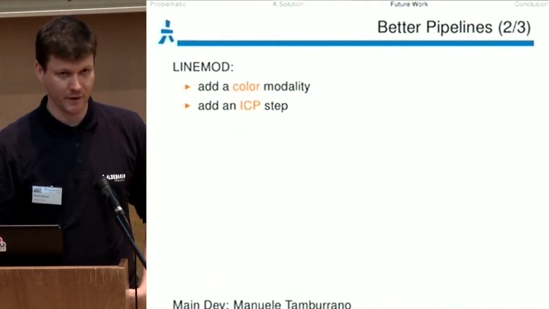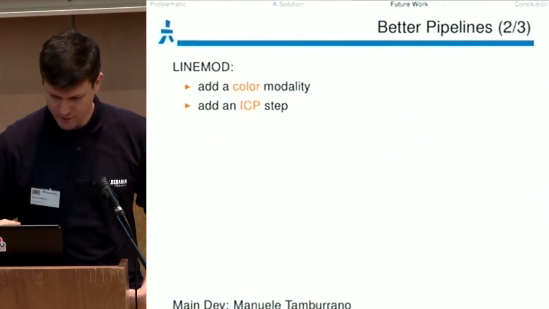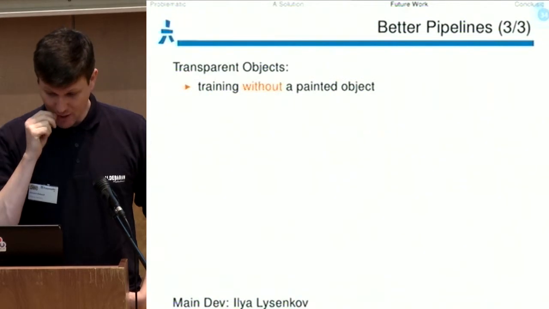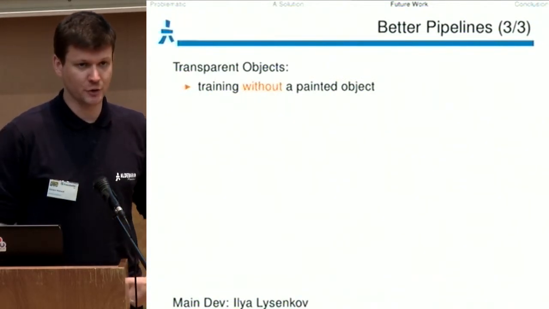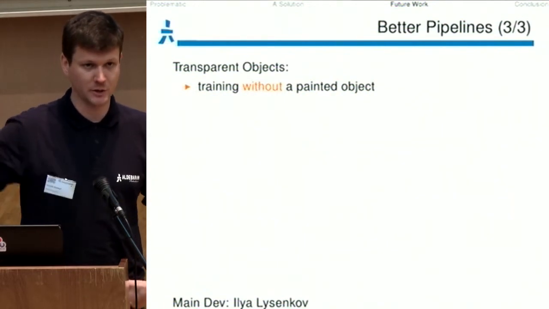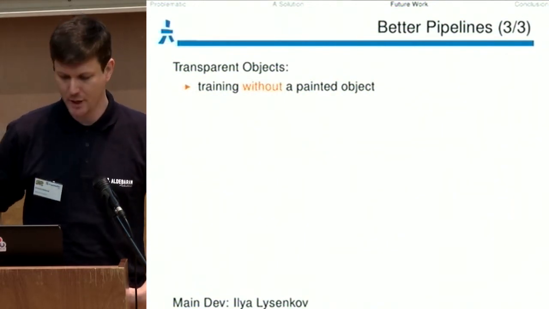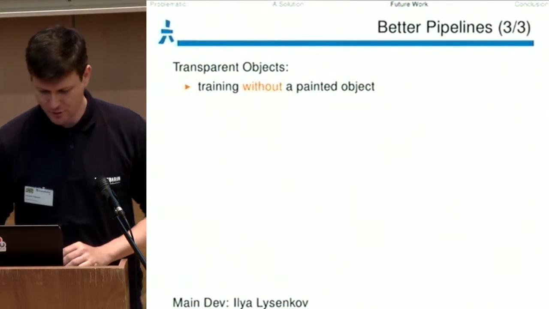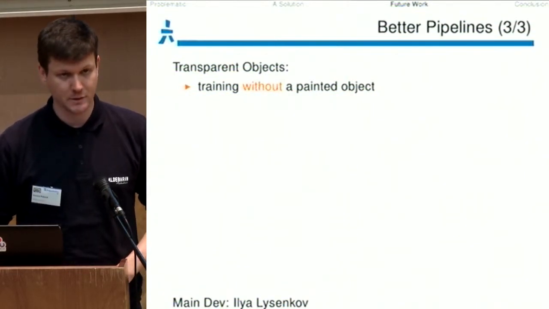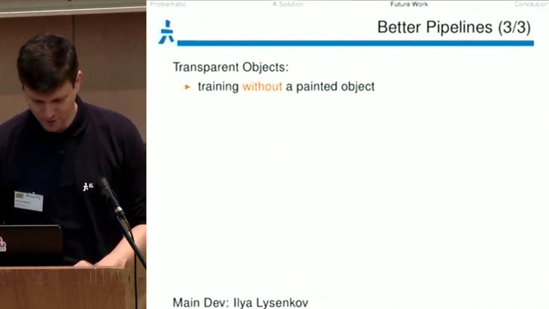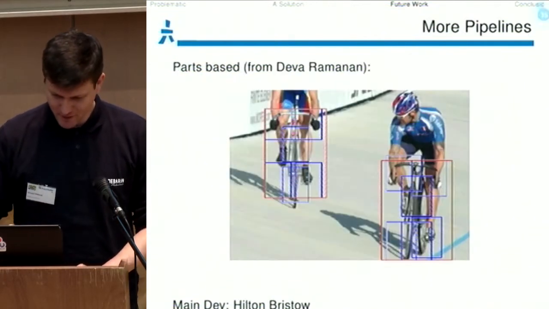Also, we just have a color modality that we manually added, so we need to play with that a bit more. Transparent objects. Right now, to train your object, you need to have a painted version of your object. You do some KinectFusion on it, you get a mesh, and then you play with that. Or you can have a CAD model. But Ilya is working on a technique to learn your object without painting it. It's pretty crazy, but yeah, that works.